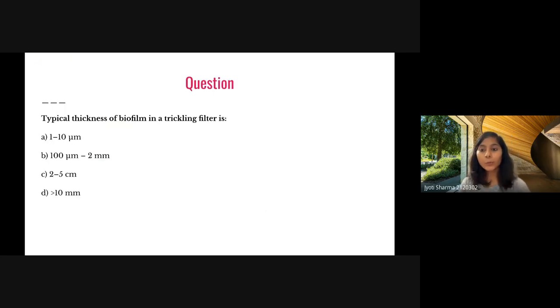Okay, as I told you, microorganisms are attached on some media, so there is a thickness of this biofilm. What typical thickness of biofilm do we have in the trickling filter? 1 to 10 micrometers, 100 micrometers to 2 mm, 2 to 5 centimeters, or more than 10 mm?